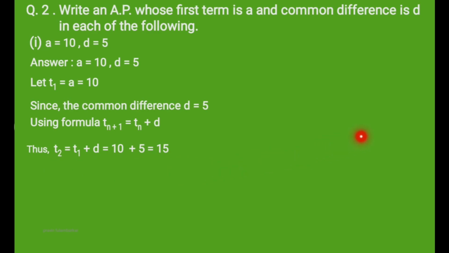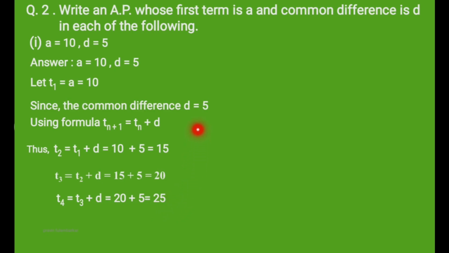Similarly, we can find value of third term, that is T3. So we write T3 equals to T2 plus D. Now value of T2 we calculate 15. So replace this T2 by 15, D by 5. So we get 15 plus 5 equals to 20. Similarly, we find T4 by using T4 is equals to T3 plus D. So T3 we calculate 20, D is 5, so 20 plus 5 which is 25.